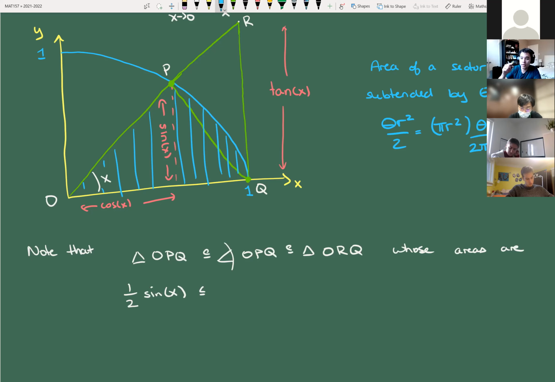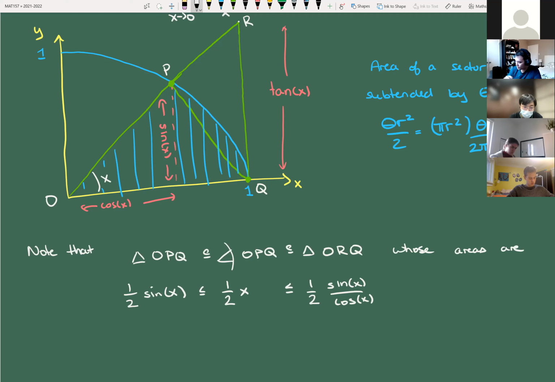In our case, r is just 1, right? We're talking about the unit circle. As Divyansh pointed out, we're using x instead of theta. So this should just give us 1/2 x. Right, like that. And then triangle ORQ, well, again, it's 1/2 base times height. This time I am going to write it as sine and cosine. So the actual answer is 1/2 tan x, right? But let me write it as sine over cosine, like that.